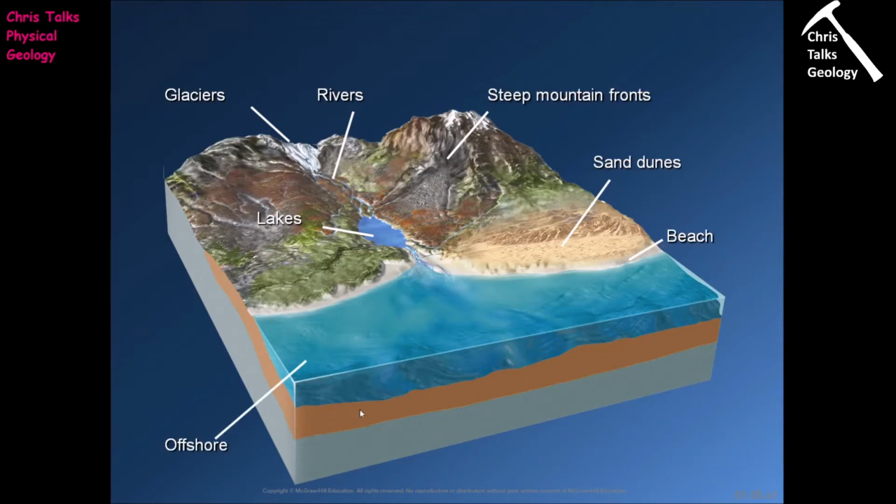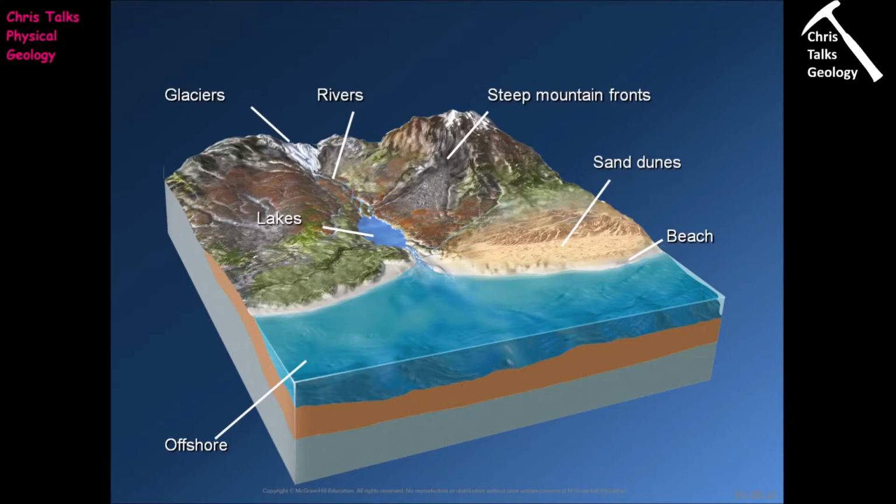And each of these different environments are going to form distinct rocks because the processes that operate in them are different. So the way the sediment is being moved around will vary between environments. So for instance, over here in the glacial environment, obviously the sediment is being moved around by solid ice in the form of a glacier.